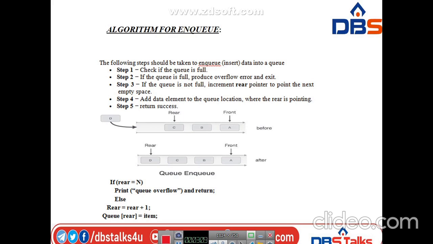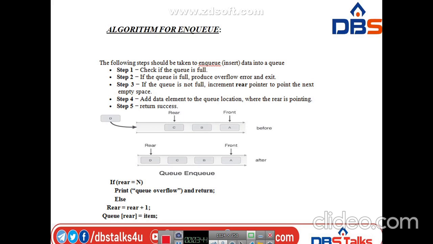Now the algorithm. The condition for a queue overflow is if R equal to N, and one more condition, F equal to 1. We can write it like that also. The condition for queue full is F equal to 1 and R equal to N, or simply we can say R equal to N means printf queue is full.